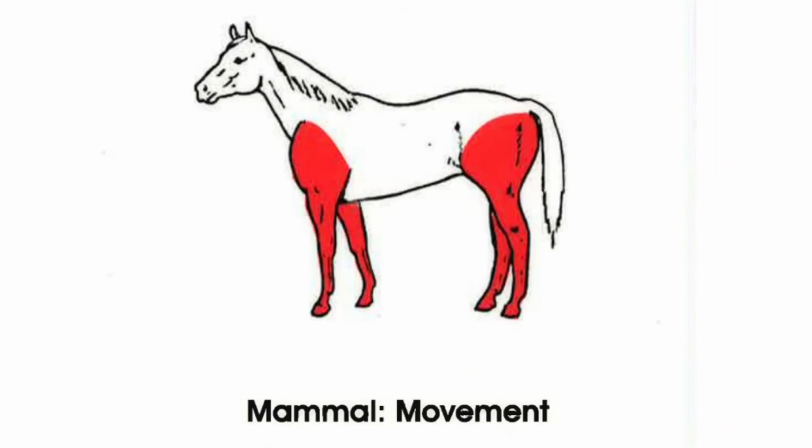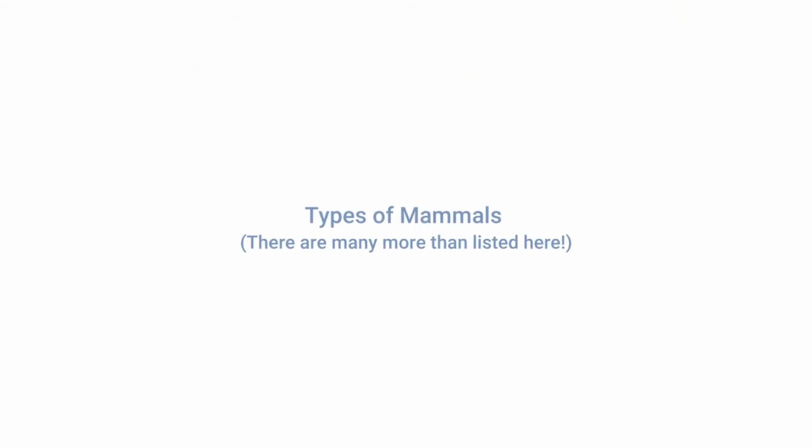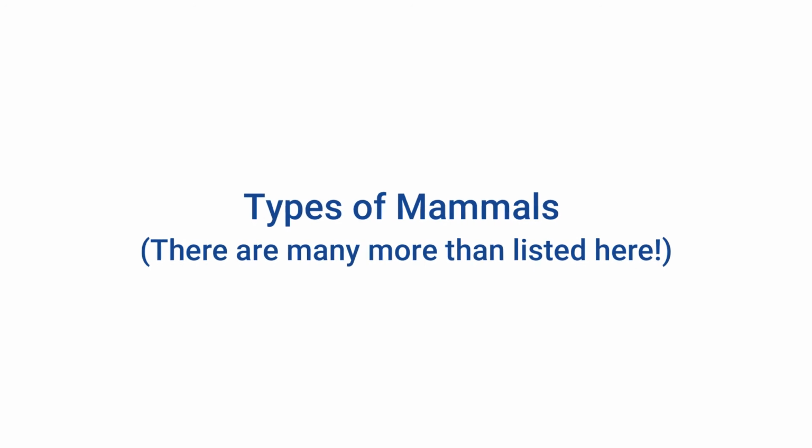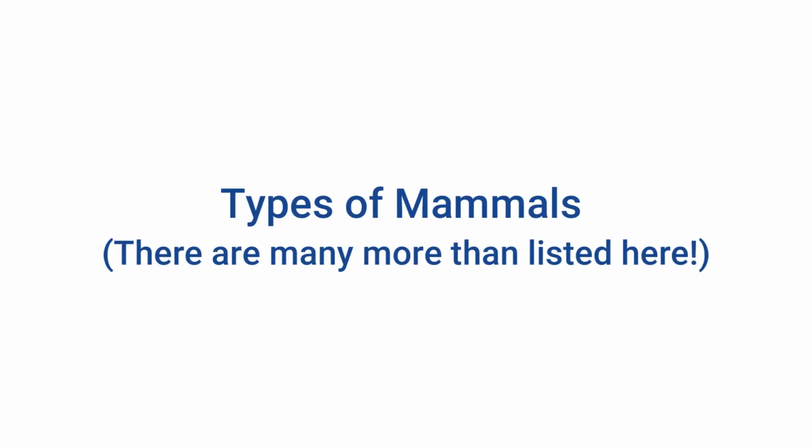The mammal moves by means of 4 limbs. Some mammals have limbs modified for swimming or for flying. The long legs and flexible hip and shoulder joints of many mammals allow for a wide range of motion and rapid movement. And that wraps up the vital functions of a mammal. And now we get to move on to types of mammals. Remember, there are many more than listed here.